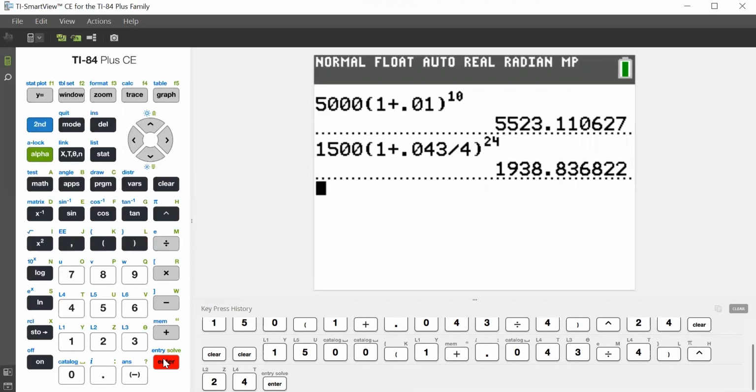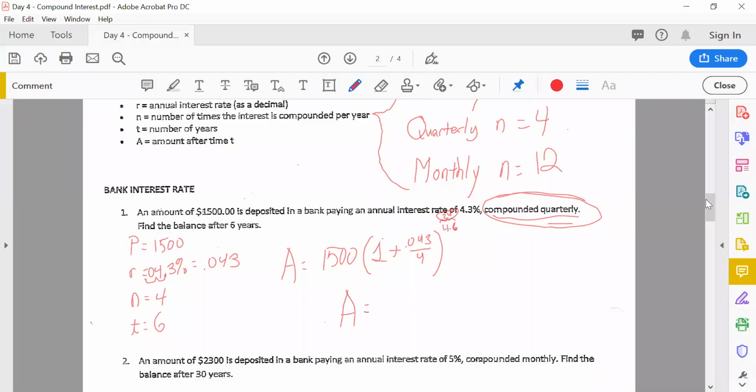And will it be 83 cents or 84 cents? 84 cents, Mr. Cody. That's right, 84 cents. Why? Because this 6 is bigger than a 5. So $1,938.84. And that's all she wrote for that problem.